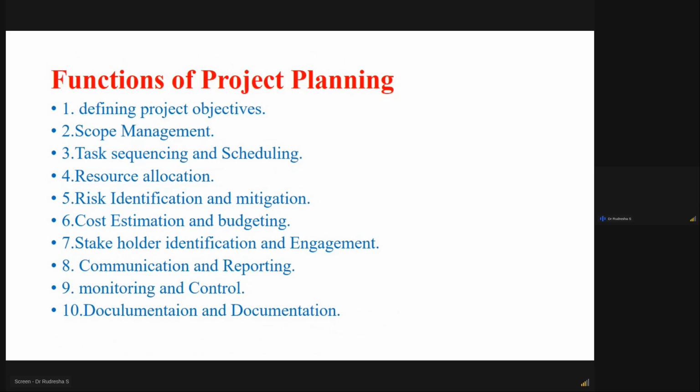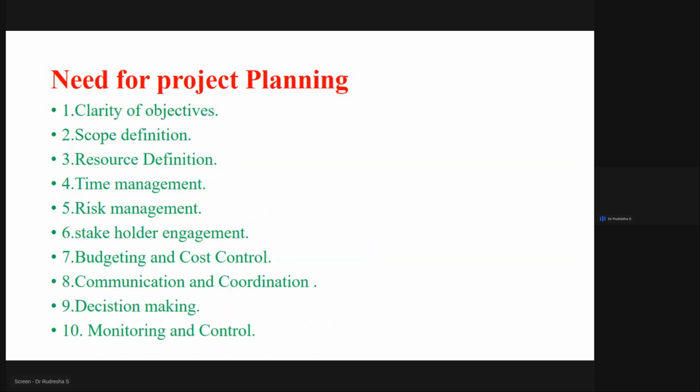In total you have 10 points: defining the project objectives, scope management, task sequencing and scheduling, resource allocation, risk identification and mitigation, cost estimation and budgeting, stakeholder identification and engagement, communication and reporting, monitoring and control, documentation. These are the 10 points in functions of project planning. Next we go for need for project planning. That is very, very important.